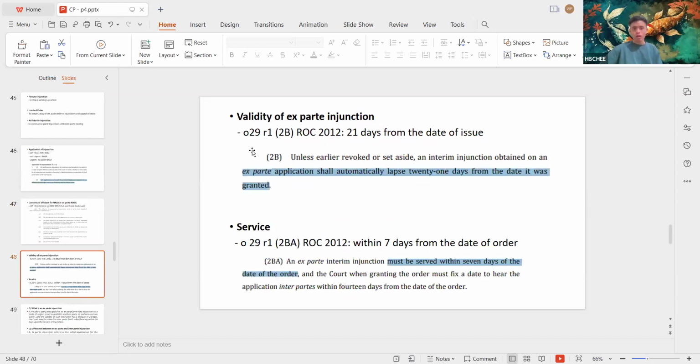Now, the validity of the ex parte injunction is 21 days from the date of issue. This is given in Order 29 Rule 1 Sub 2B. And then the service must be done within 7 days from the date of the order. I've screenshot and pasted it here.